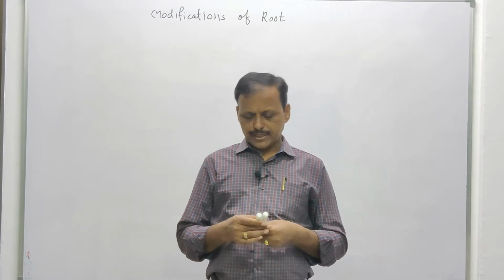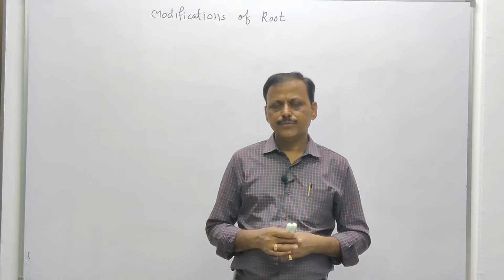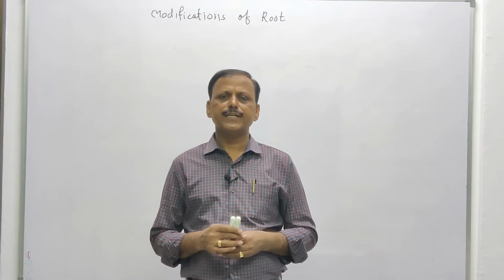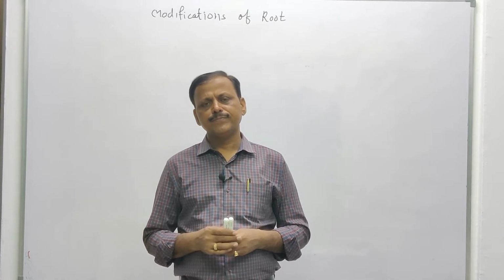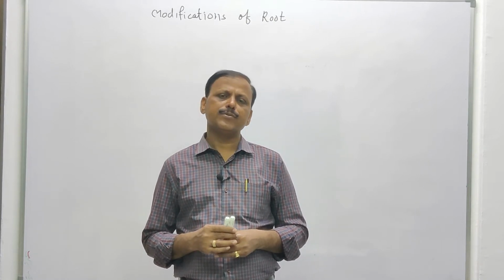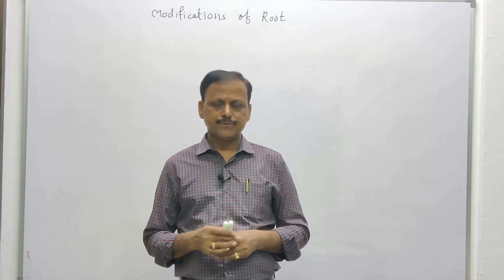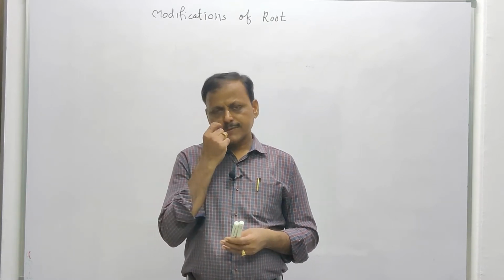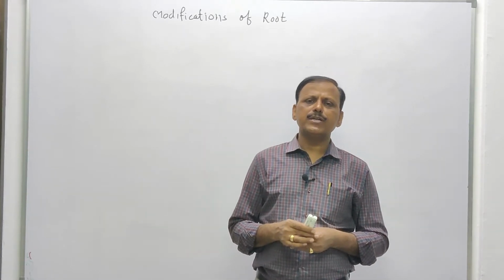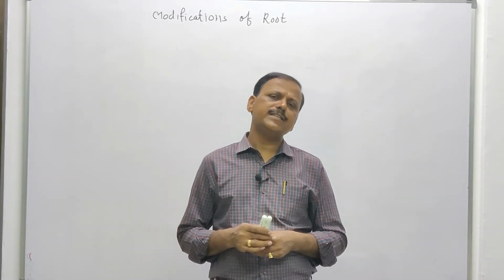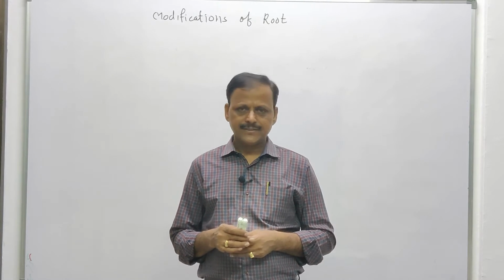In dicot, taproot is a true root which is made up of primary root, secondary root and tertiary root. That is, primary root arises from radical, secondary and tertiary roots arise from primary root. In monocot, that root which develops from radical is short-lived. Later it gets degenerated. That's what we learned that day.